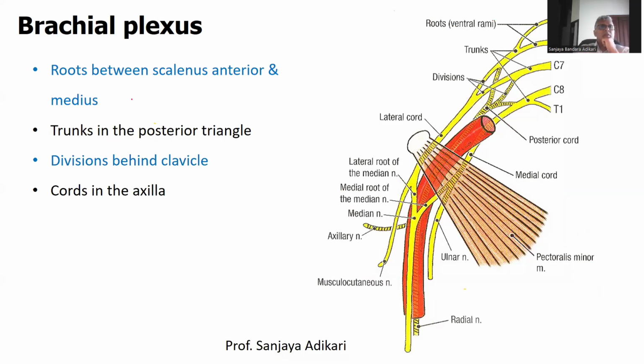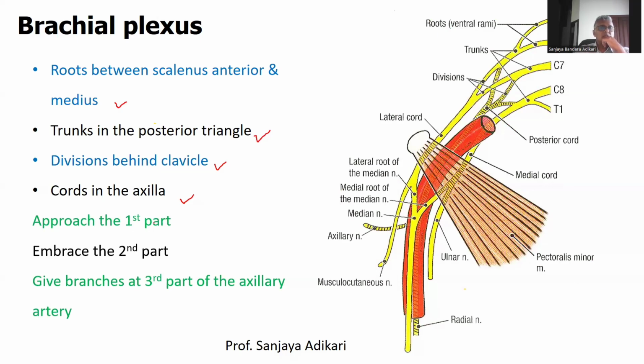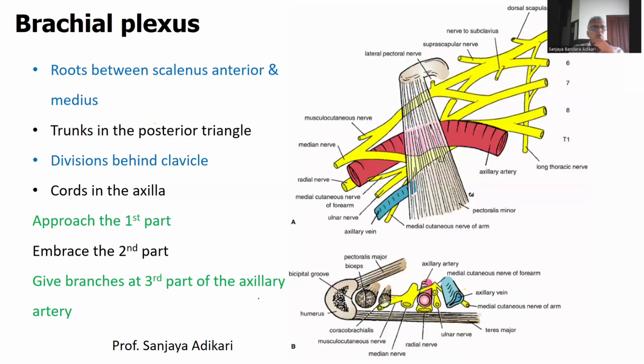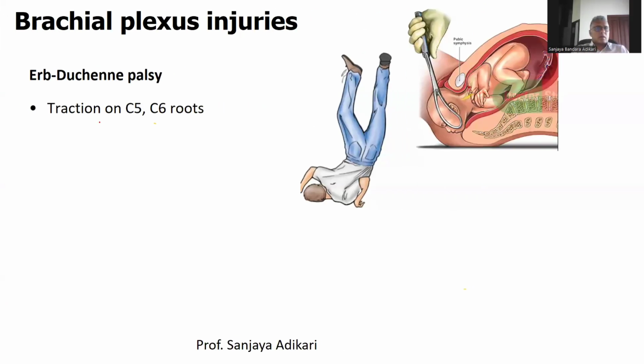So I already mentioned the roots of the brachial plexus lie between the scalene muscles, the trunks in the posterior triangle, the divisions behind the clavicle, and the cords in the axilla. The cords approach the first part of the artery, embrace the second part, and this is the important one, the last one: the branches of the cords are given in relation to the third part of the axillary artery, which is important to remember.